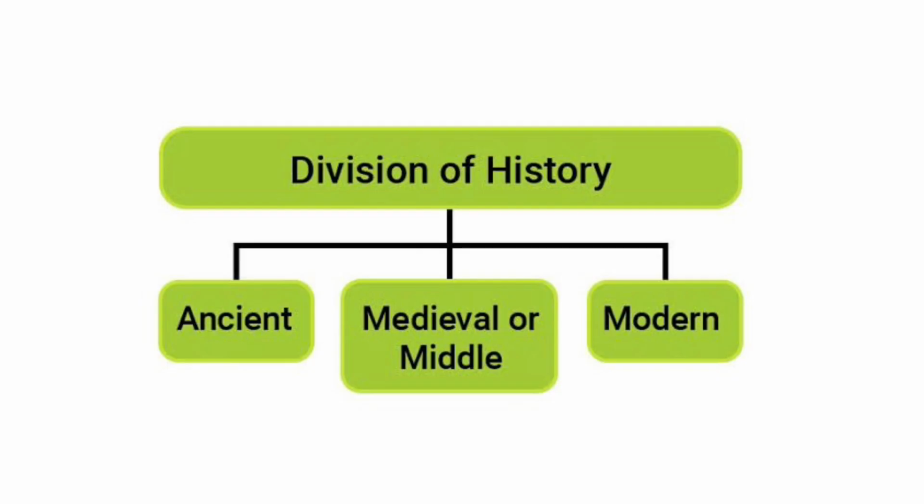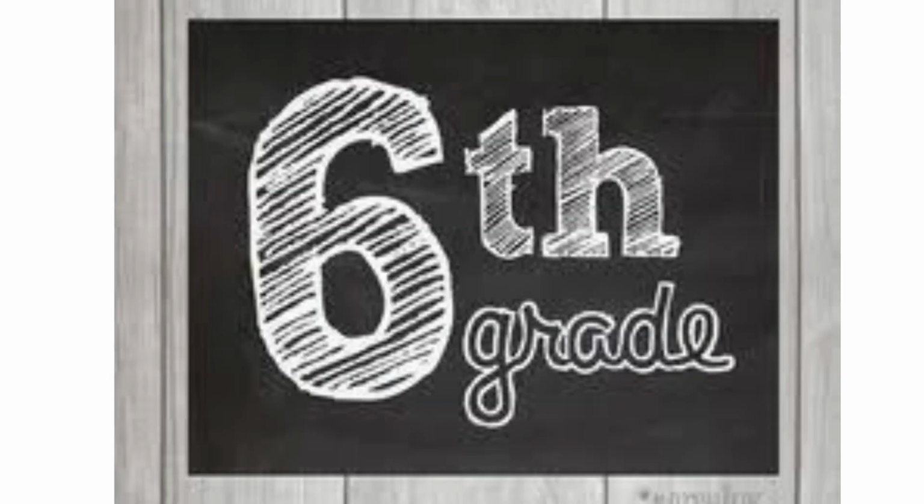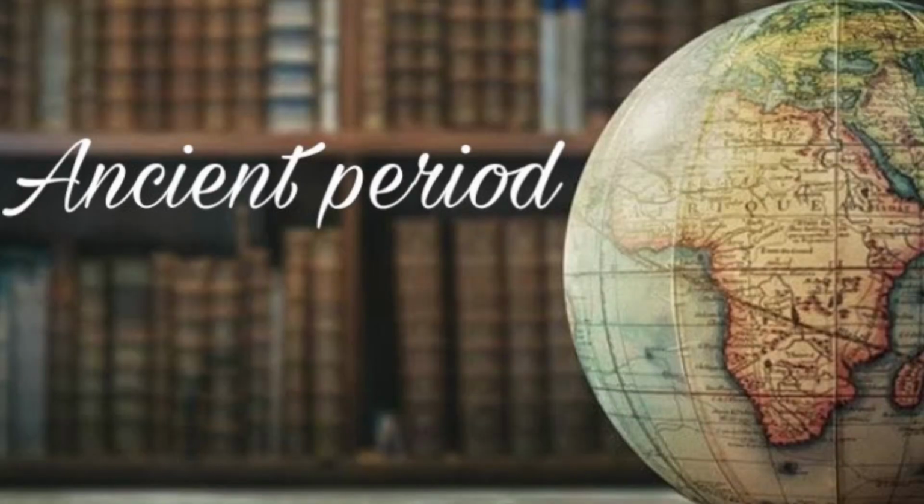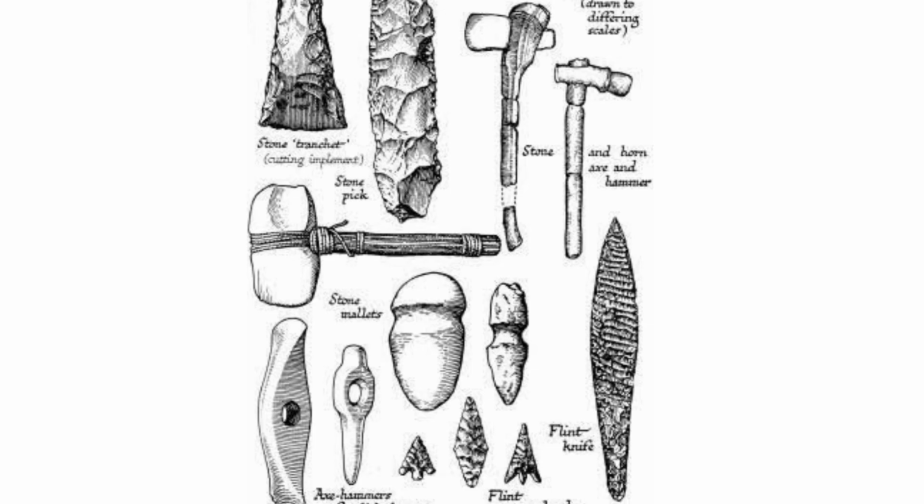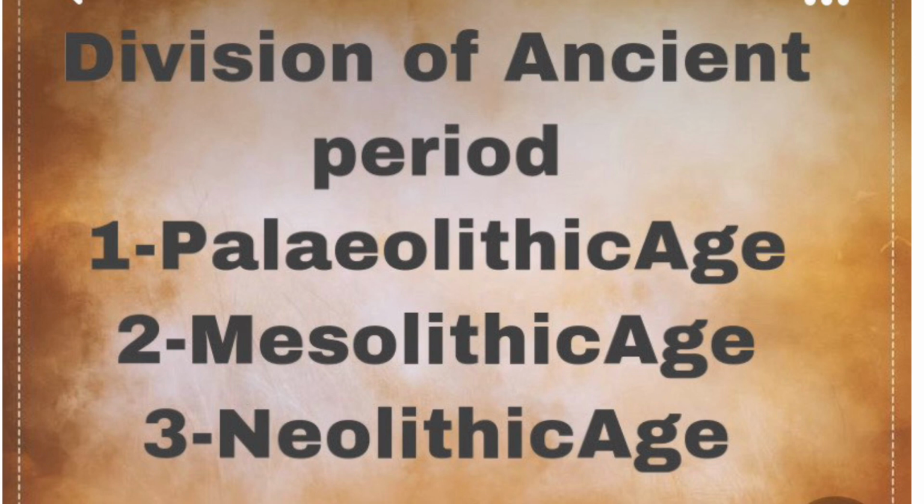So the story begins with the division of history. As you all know, history is divided into three distinct periods: ancient, medieval and modern. To understand the events more in detail, these periods are further divided into sub-periods. In grade 6, the main focus is on the ancient period. Based on the use and development of stone tools, the ancient period is further divided into three subparts.